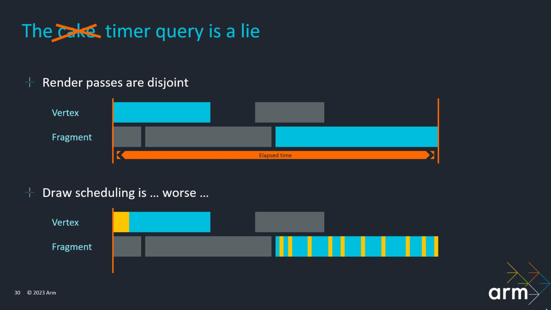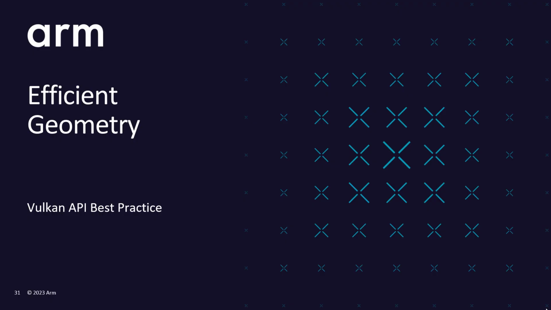All we can say is the draw call started at the start of the render pass, and it finished at the end of the render pass, and the elapsed time is the whole render pass. So timer queries for draw calls simply make no sense on a tiler. This then moves on to the geometry side of things. We've talked a lot about scheduling and the fragment side. We know geometry is one of the weak points of tile-based rendering. We have some extra traffic that we have to process.